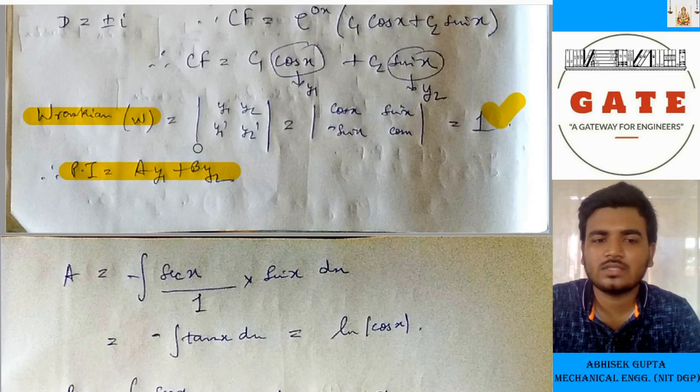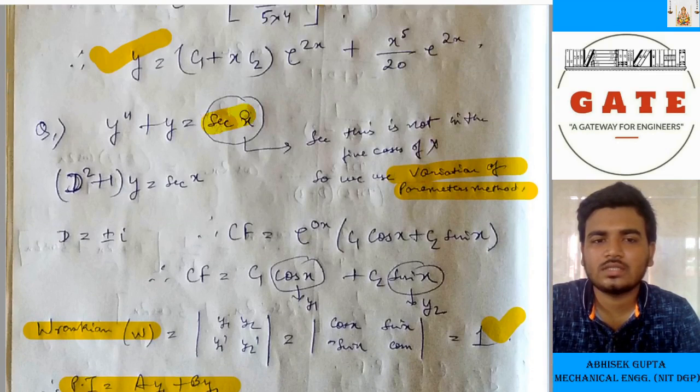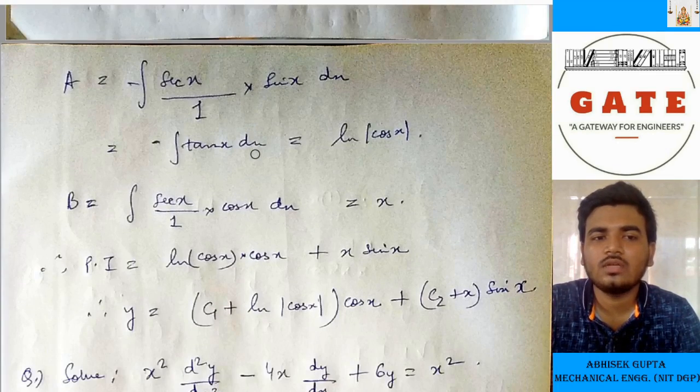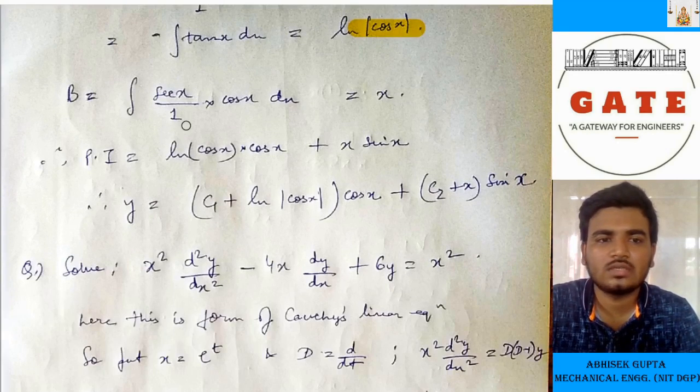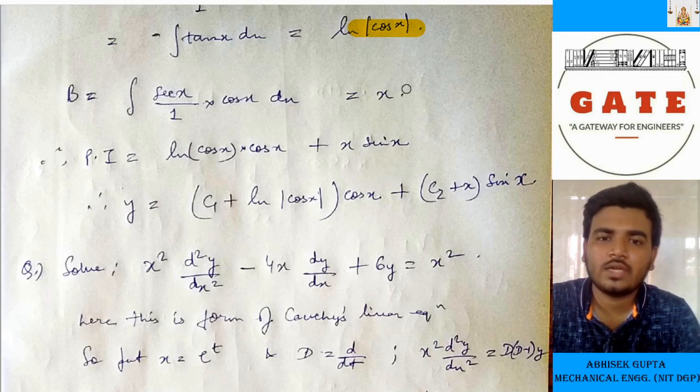Here X is sec x. So minus integration of sec x by W, which is 1, into y2, which is sin x, dx. So minus integration of tan x dx will give you ln|cos x|. And b is given as integration of X by W into y1 dx. So sec x into cos x is 1. So we get integration of 1, which is equal to x.